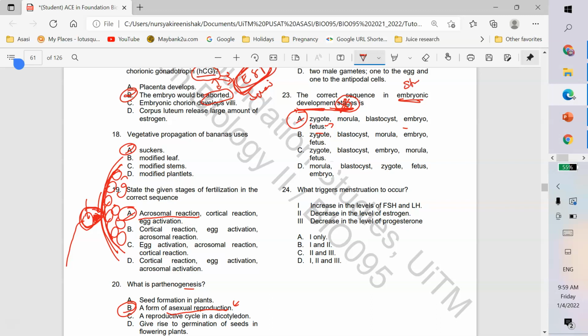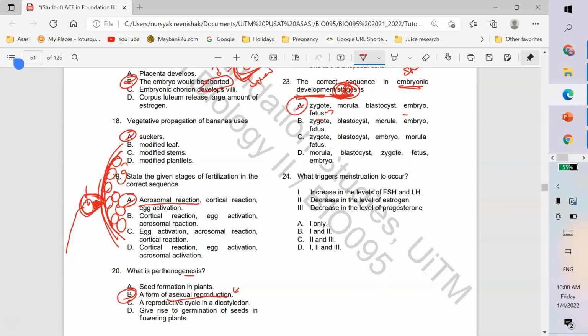Yang itu adalah yang melibatkan explanation oviparity, viviparity, ovoviviparity. Embryonic development juga, tapi cara macam mana embryo to develop dalam telur ke, telur outside body ke, inside body ke, dalam uterus ke. So itu strategies of embryonic development. This one is stage. So make sure you know the difference. Okay, so next is Adli.